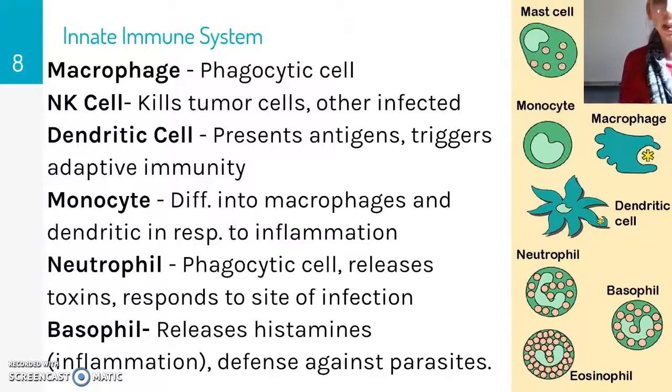Monocytes can differentiate into macrophages or dendritic cells in response to inflammation. Neutrophils include phagocytic cells and release toxins, and they're generally going to respond quickly at the site of infection. And the basophils are going to release histamines, which are again going to trigger inflammation, and these are going to include defense against parasites. Some people think that basophils are responsible for our allergic reactions as well.